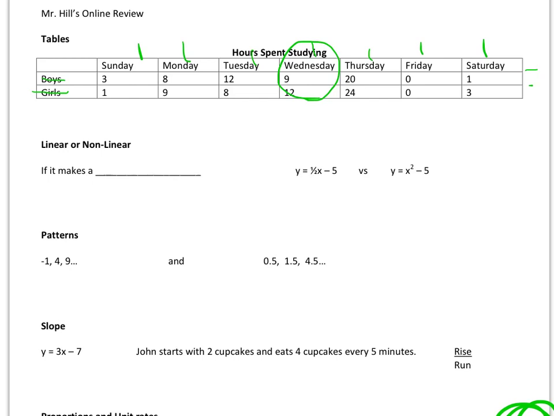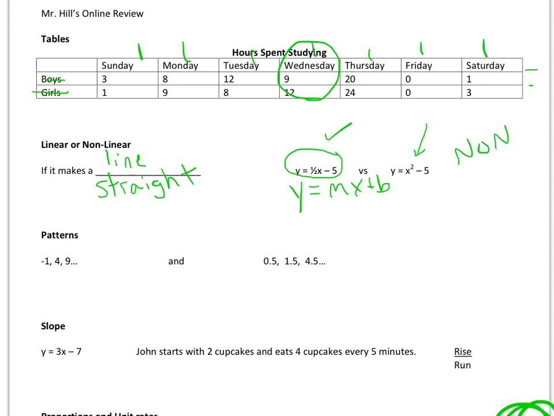Read carefully. Linear versus nonlinear. You are looking for something that makes a single solid straight line. If it doesn't on the graph, then it's not linear. With regard to the equation, it has to be of the form y equals mx plus b. Even if it's got a fraction in it, that's okay. However, exponents, nonlinear if it has an exponent to it.